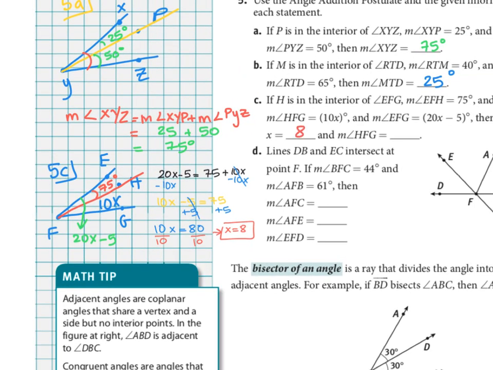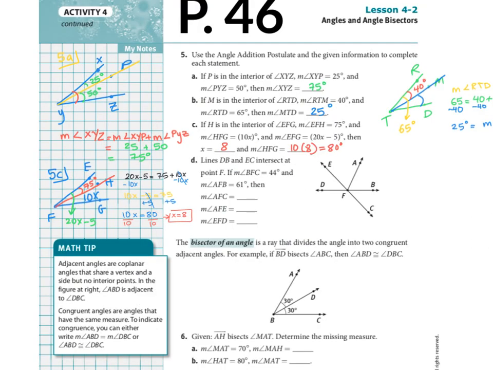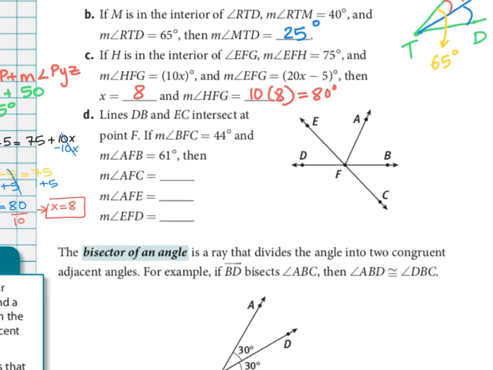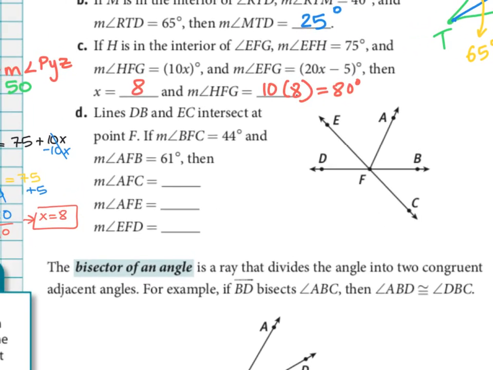Now I need to find the measurement of angle HFG. HFG is given to be 10x. So 10 times 8 would give me 80 degrees. Now let's look at 5D. I'd like you to work this on your own, but I'd like to read it with you first. Lines DB and EC intersect in F. Okay, so it's shown in the figure over here. If the measurement of angle BFC, so this part over here, is 44 degrees.